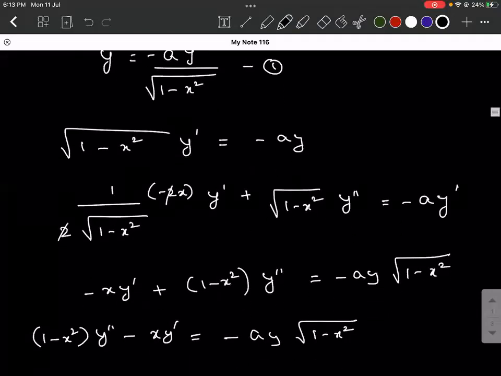Guys, did you understand? You didn't understand. Differentiating on both sides, sir. So I differentiated on both the sides. No, I concentrated only on one side.